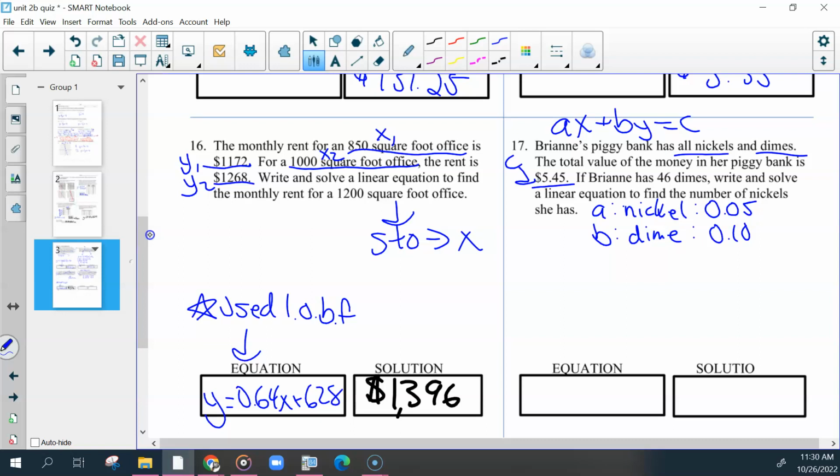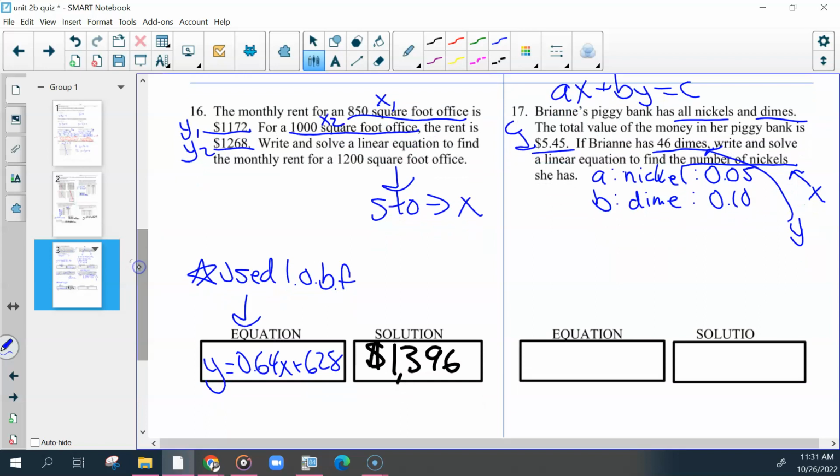Then since I put B as dimes, the number they gave us is going to be Y. And since we're looking for the number of nickels, that's going to be X. So the A and the X have to be related, the B and the Y have to be related. How you put that doesn't matter, they just have to be related. And then we would write our equation, 0.05x plus 0.10 times 46 equals 5.45.